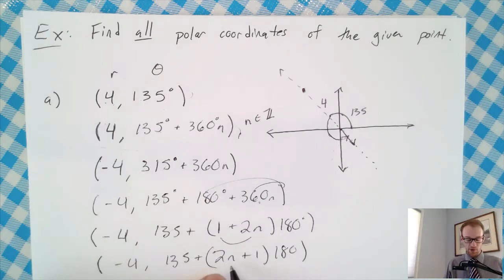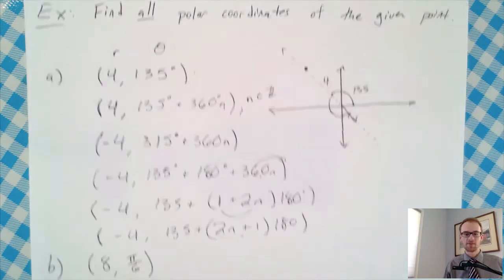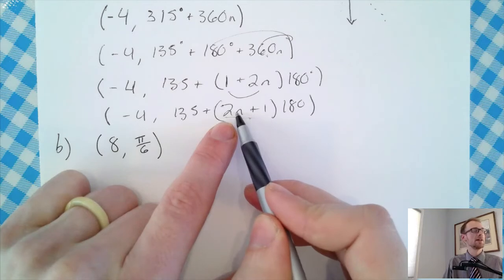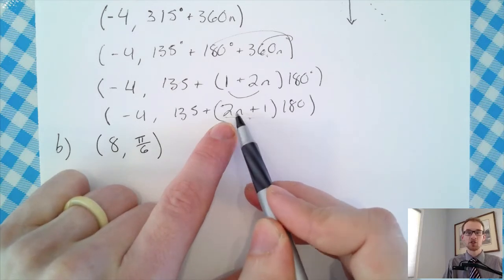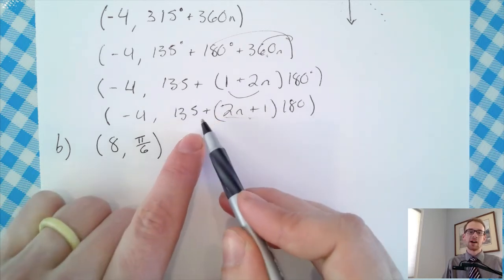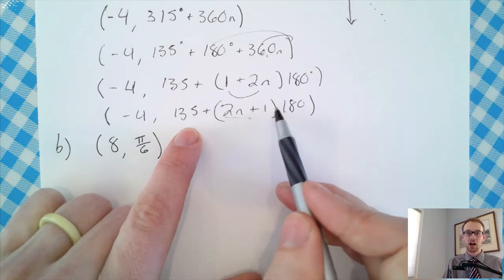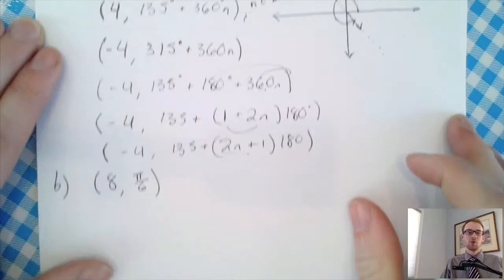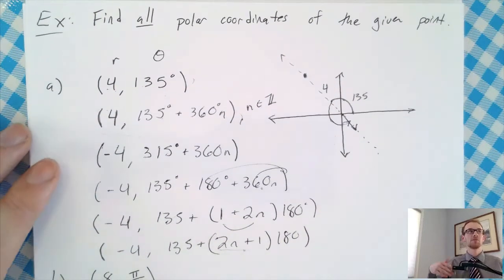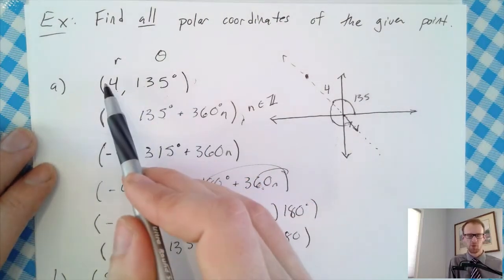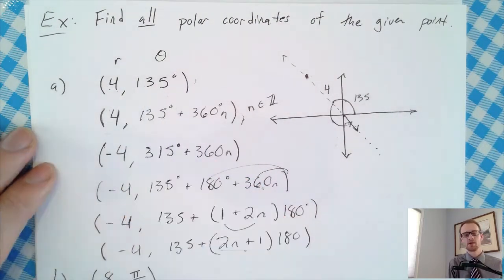But I think the reason they do this is because this is all the odd numbers right here. This 2n plus 1, if you plug in every single positive or negative integer for n, will generate all the odd numbers. So it's saying 135 degrees plus any odd number of half turns with the -4 radius will give you the set of all polar coordinates that locate the same point.